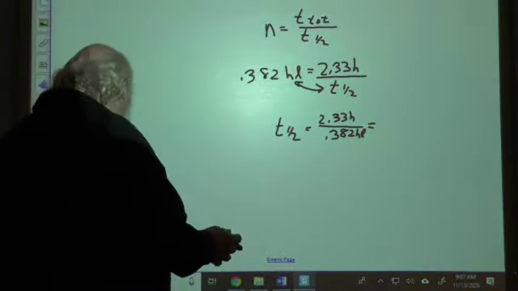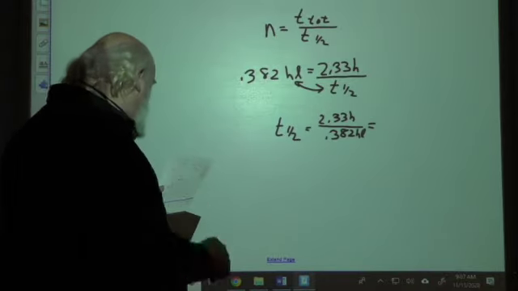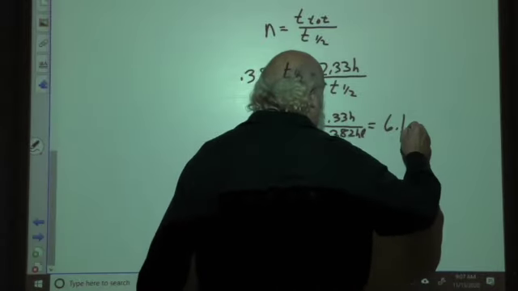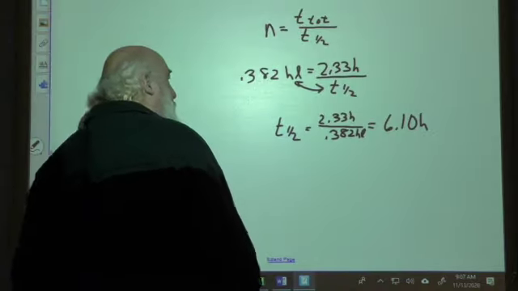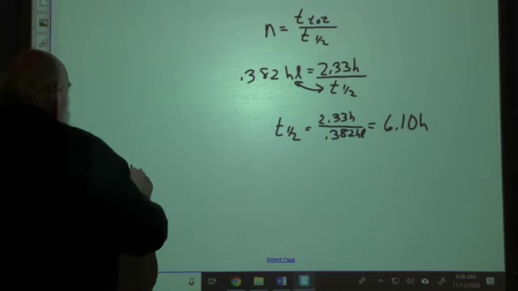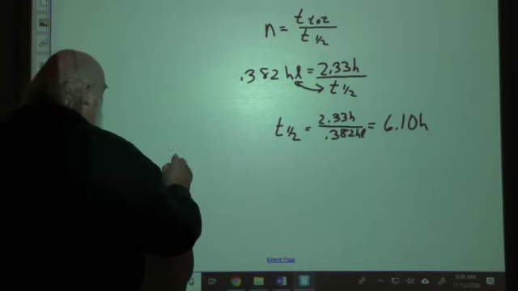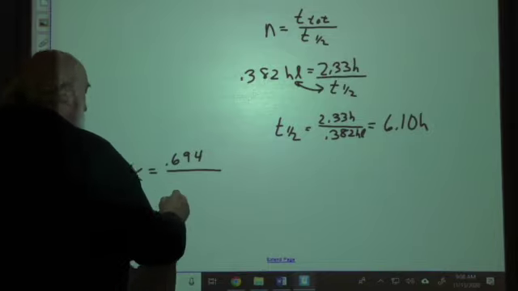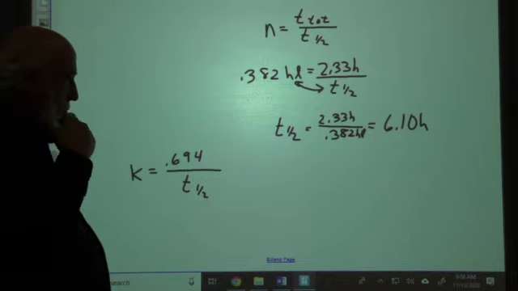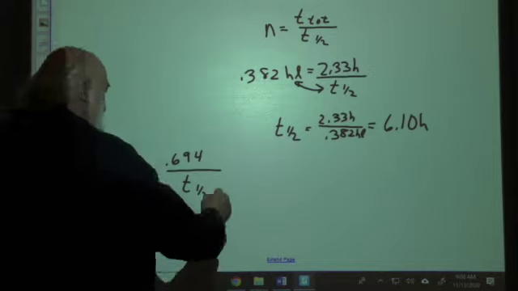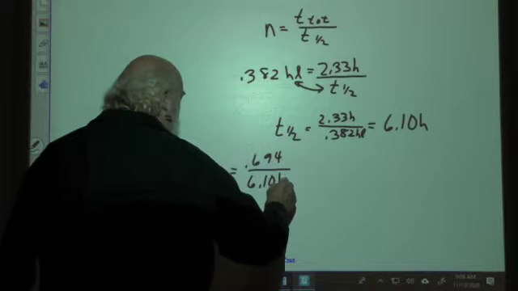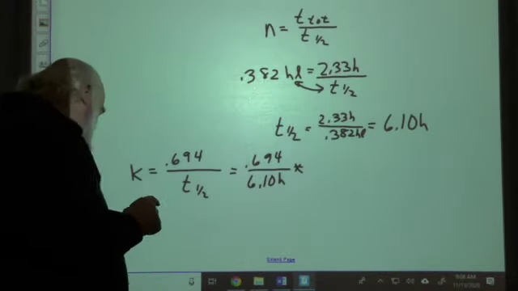And this will give me hours per half-life, which is what the label for T sub 1/2 is going to be. And I get 6.10 hours. So there's your half-life. Now to calculate K from that, we already have said K is equal to 0.694 over half-life. I flip those two around from the previous problem. Well, this is going to be 0.694 over 6.10 hours.